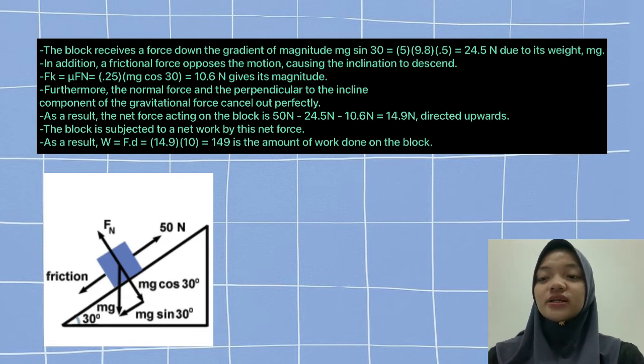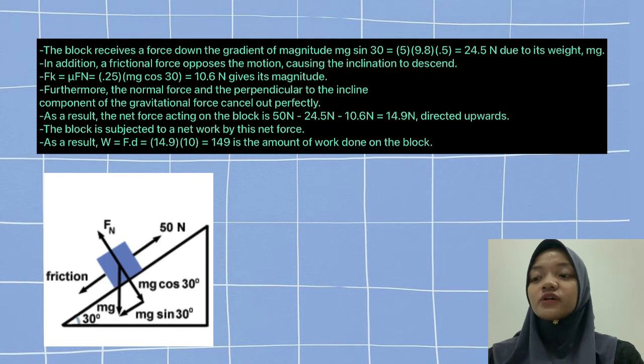And in addition, a frictional force opposes the motion, acting down the incline. So after we apply the formula, we got 10.6 Newton as its magnitude. So furthermore, the normal force and the perpendicular component of the gravitational force to the incline cancel out perfectly. So as a result, the net force acting on the block is 50 Newton minus 24.5 Newton minus 10.6 Newton, that is equal to 14.9 Newton directed upwards.